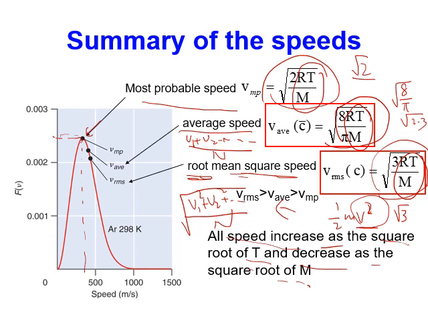So one is square root 2, one is square root 2.3, one is square root 3. So they are all very close, all right? Okay, and also the root mean square speed here is the highest, and then the average speed, and then the most probable speed.